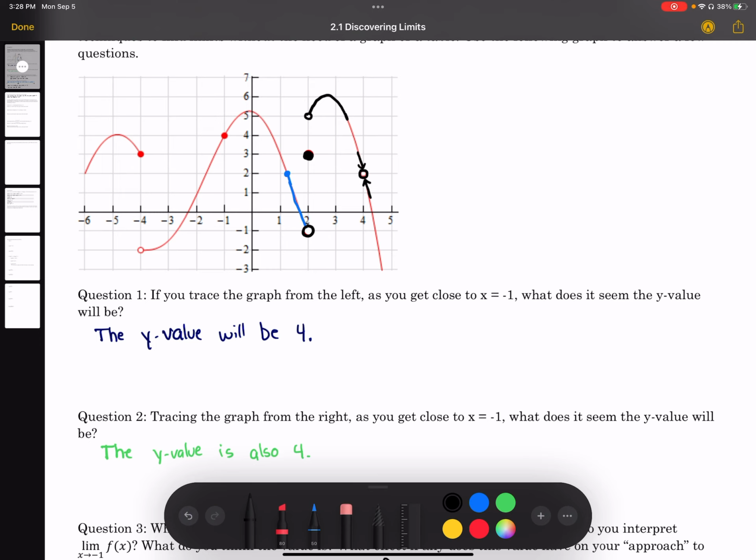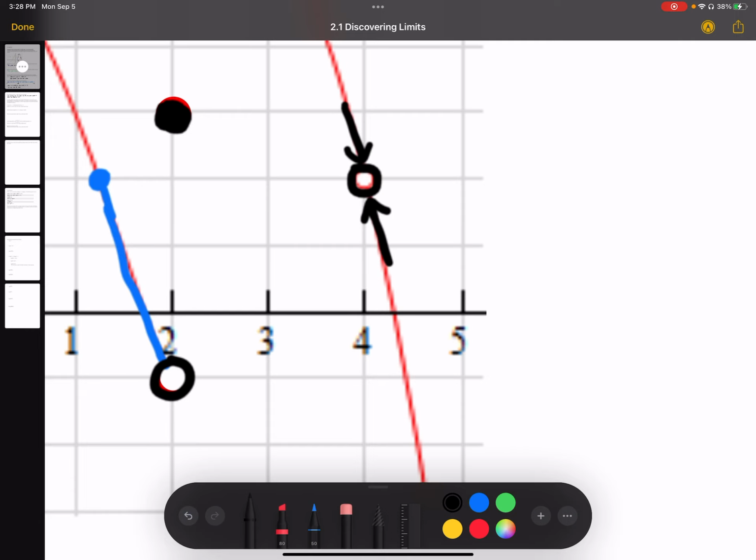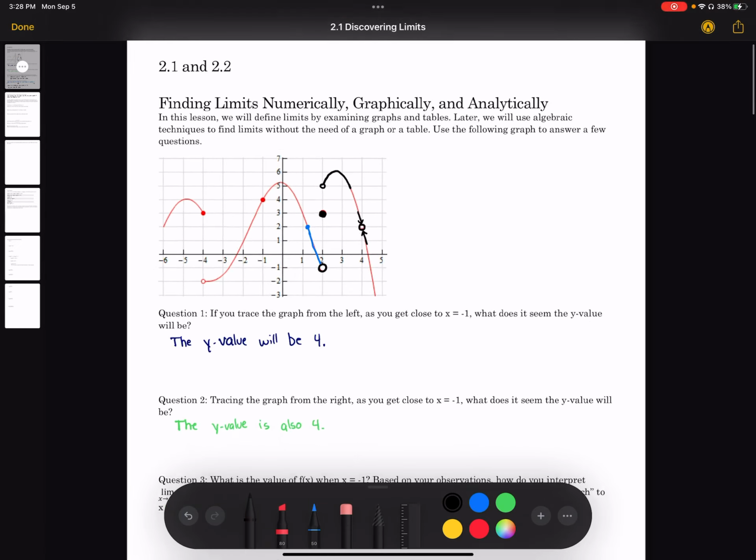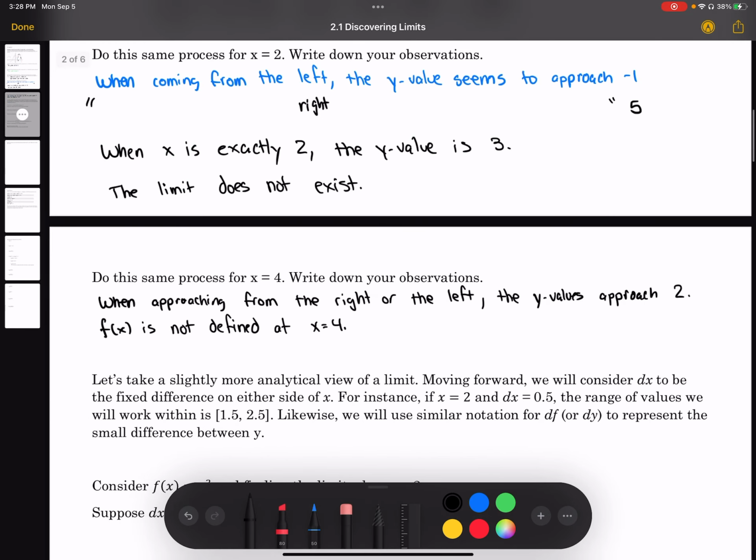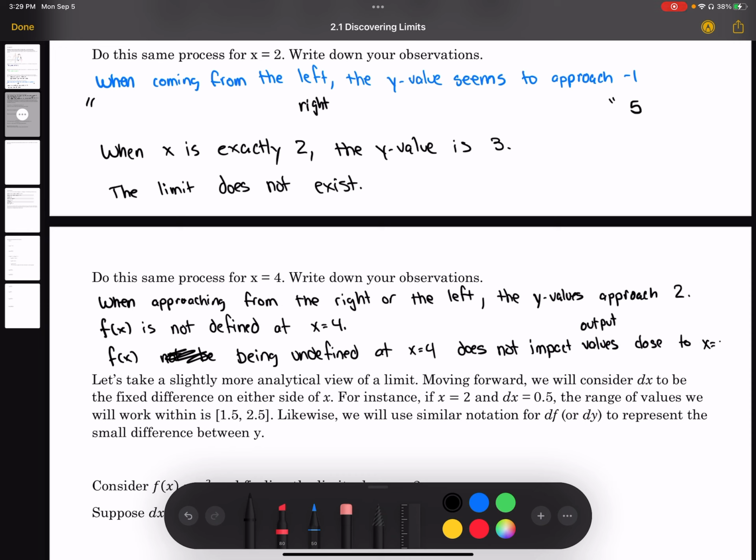So if we get very, very close to 4, we can actually zoom in. It actually doesn't impact what our values are approaching. So we'll say f of x being undefined at x equals 4 does not impact values, and by values we mean output values close to x equals 4.